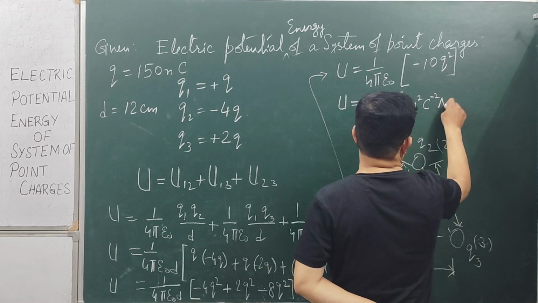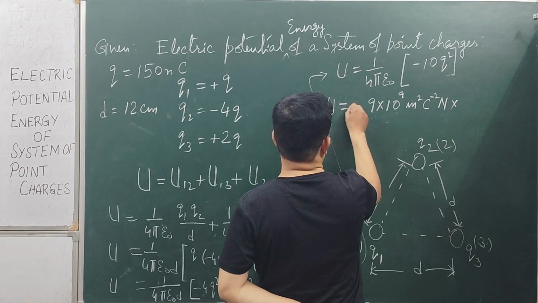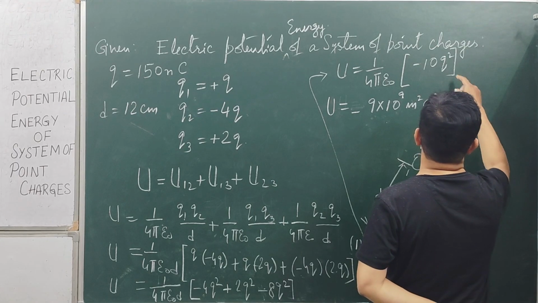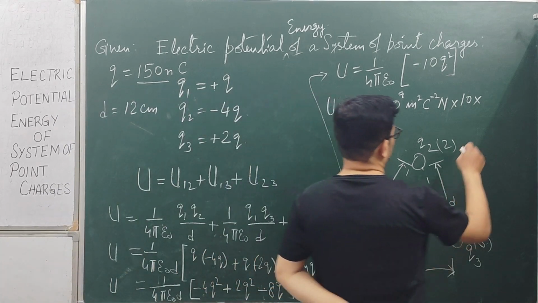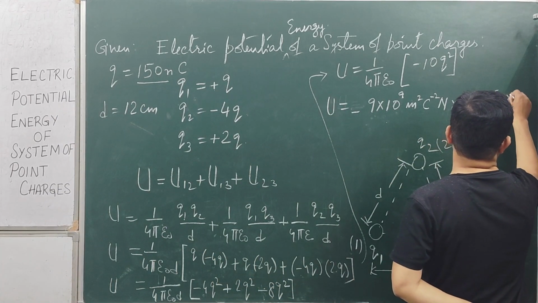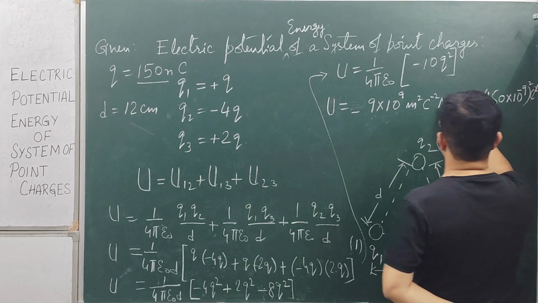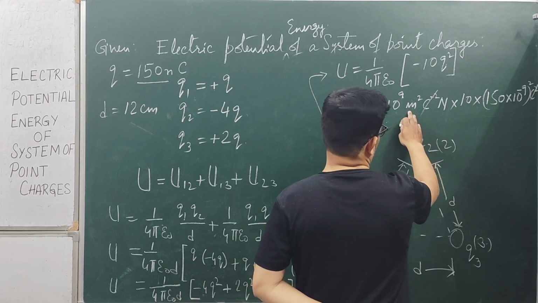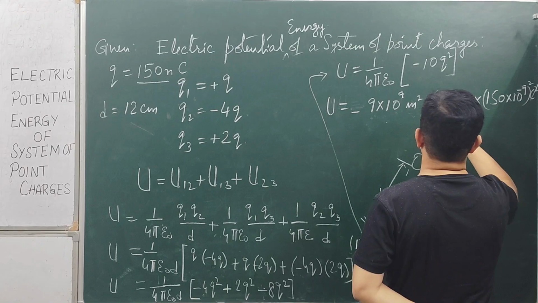So this is what we get, and Newton is also there. So this comes out to be minus, so we'll put the minus sign in the beginning. So here we have minus this times 10 times Q square. Now Q we are given 150 nanocoulomb, which is 150 times 10 raised to the power minus 9 coulomb, squared. Now this coulomb square gets cancelled, so we'll be left with this meter square here, and this is 150, and Newton is also there.